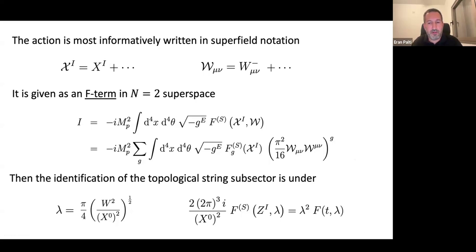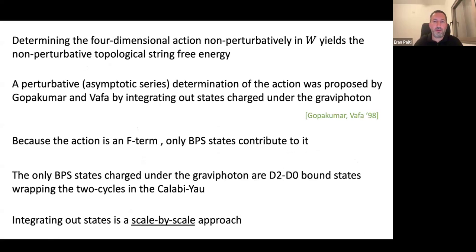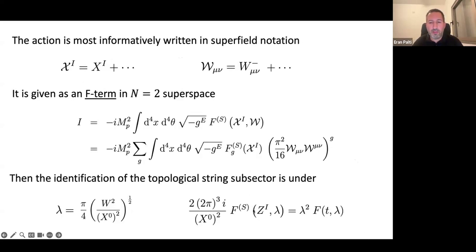All right. So what this means is that determining the 4-dimensional action non-perturbatively in W, the graviphoton field strength, yields a non-perturbative topological string free energy. So there is this map between the two here. And if we knew this action, not just as a perturbative expansion, but non-perturbatively in the field strength, we would know the topological string free energy non-perturbatively in the string coupling.